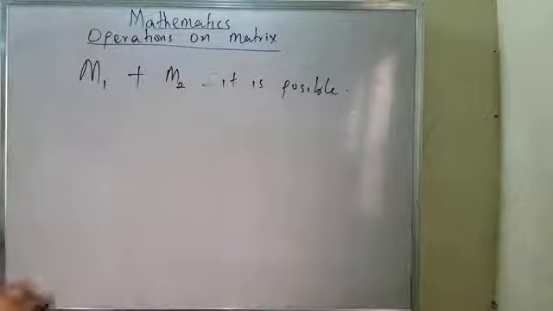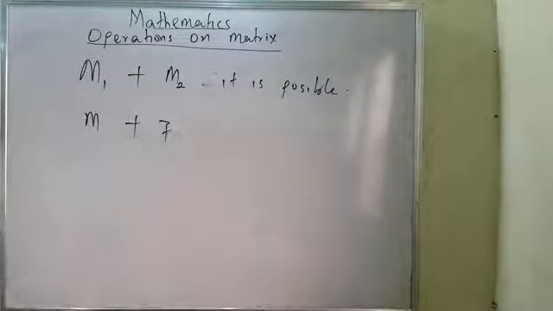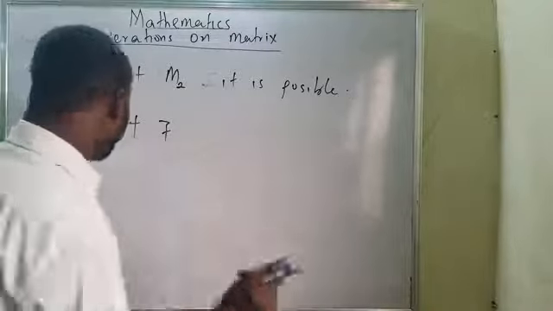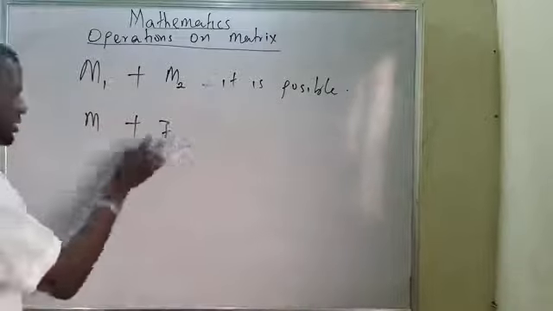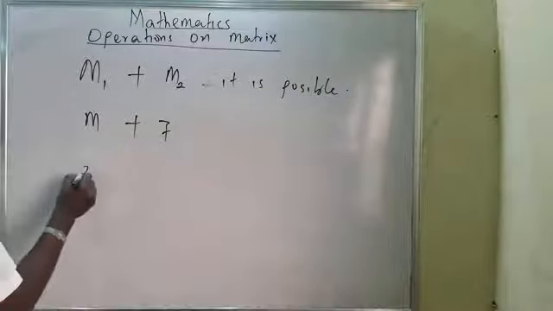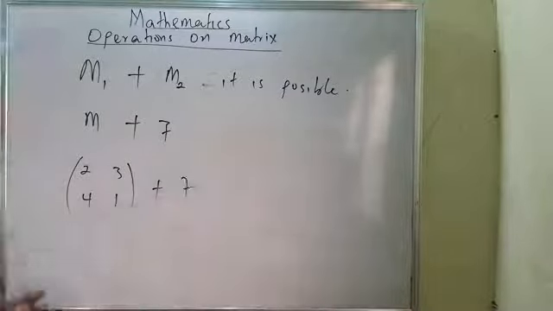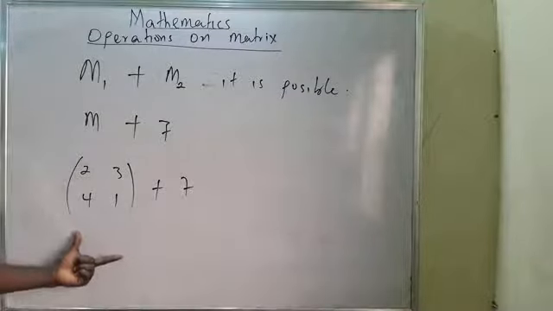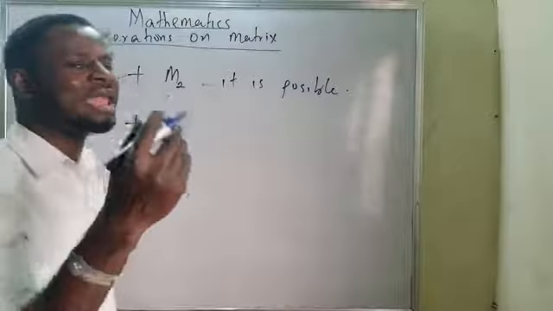But it will be a big problem when I have matrix plus a number, if you are not very smart. At this point, I cannot add a matrix with this. Like, I'm having 2, 3, 4, 1 plus 7. There's no way I can add this together. It's not possible, unless I use my brain.